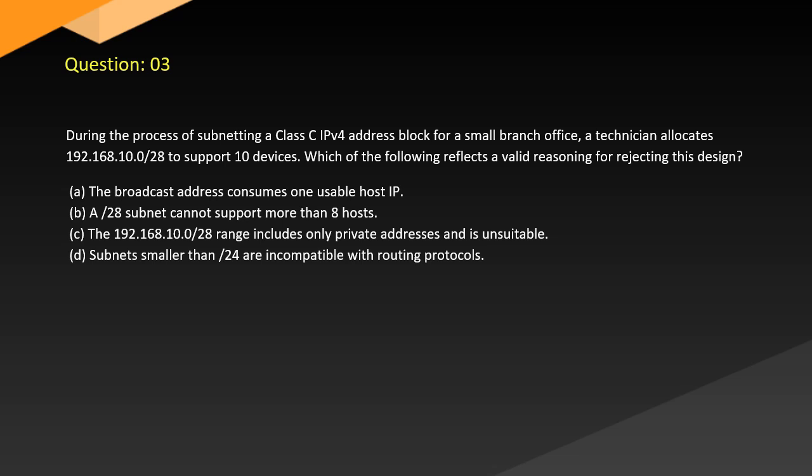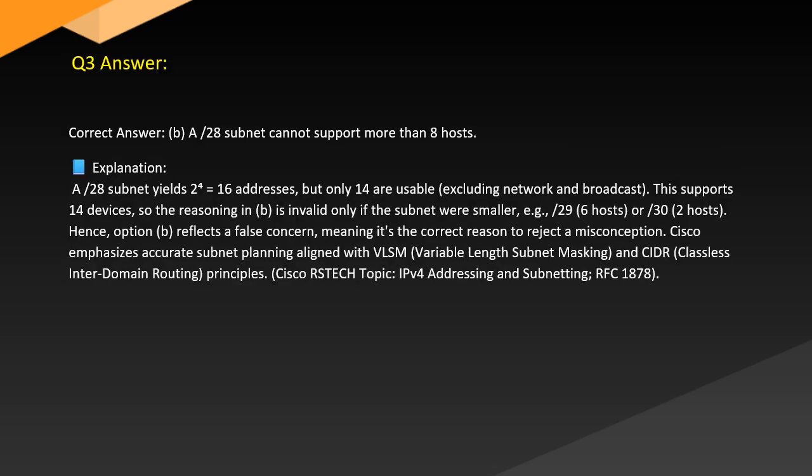C. The 192.168.1.0/28 range includes only private addresses and is unsuitable. D. Subnets smaller than /24 are incompatible with routing protocols. Answer. Correct answer. B. A /28 subnet cannot support more than 8 hosts.